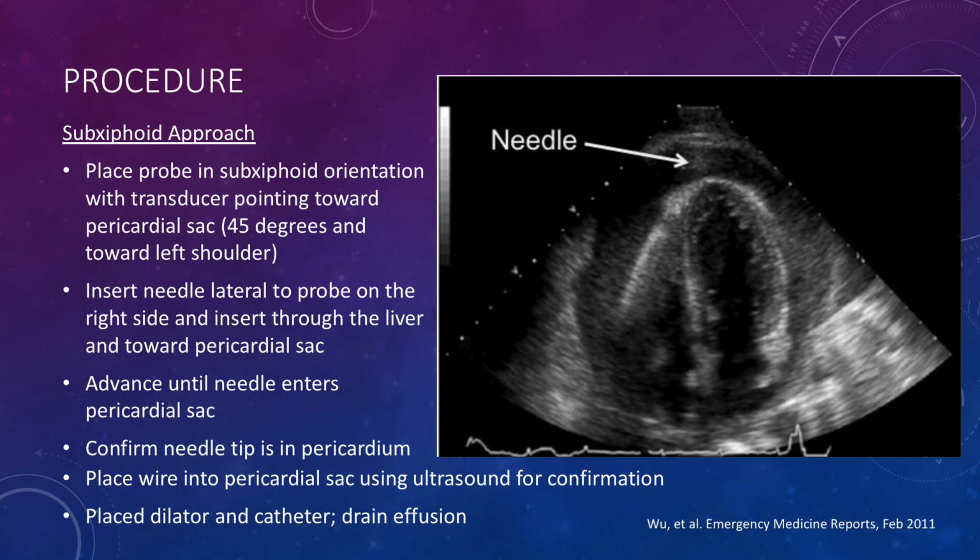You're going to place the probe in the subxiphoid orientation toward the pericardial sac, potentially pointing towards the left shoulder. You'll want to insert your needle lateral to the probe on the right side and insert through the liver and toward the pericardial sac. Advance the needle until you see the needle enter the pericardial sac and confirm the needle tip is in the pericardium. Place the wire and dilate in the catheter and drain the effusion.